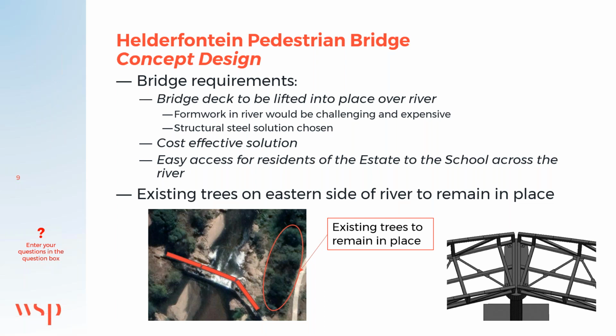The final requirement was that existing trees on the eastern side of the river needed to remain in place. As you can see in this Google Earth image on the left-hand side, in order to allow for this, we had to create a localized bend in the bridge to miss all the trees. Zooming in on the right-hand side, you can see the customized sections that we had to create this localized bend.